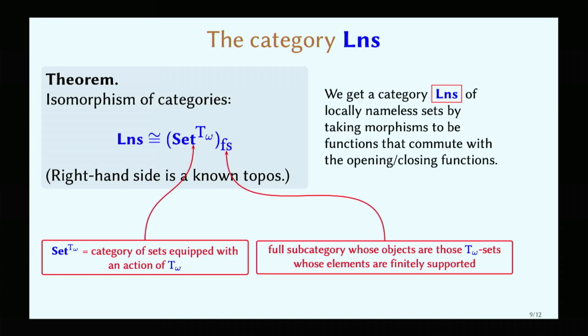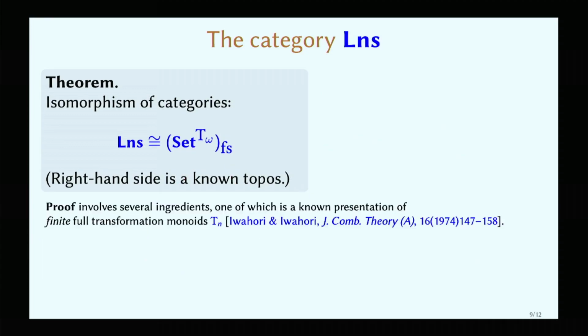So that's what this right-hand side is, and it's a pre-existing thing that's already known, and we know some of its properties, and so it turns out to be isomorphic to this. The proof of that is quite hard work, actually. There are several ingredients to it, so it's not entirely straightforward, but at the heart of it there's an existing fact in semigroup theory that gets used.